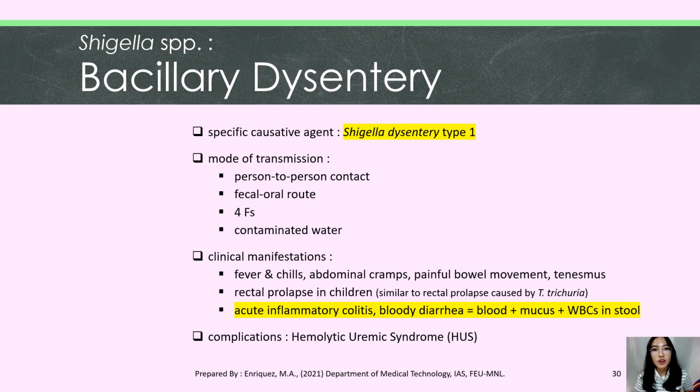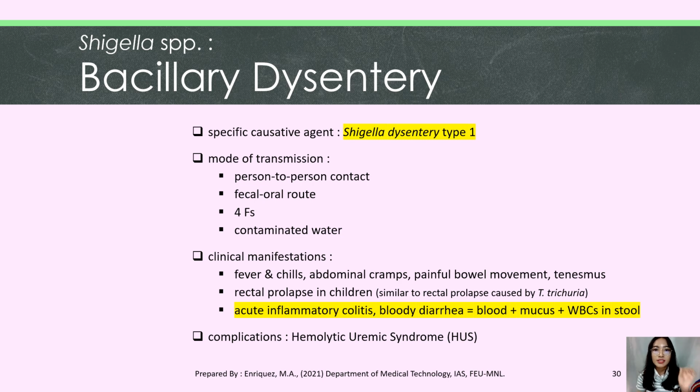Alright, let's now talk about bacillary dysentery caused specifically by Shigella dysenteriae type 1. So here are its modes of transmission, and its clinical manifestations include the non-specific ones such as fever, chills, abdominal cramps, painful bowel movement, and this may also cause rectal prolapse in children due to excessive straining of the rectum.